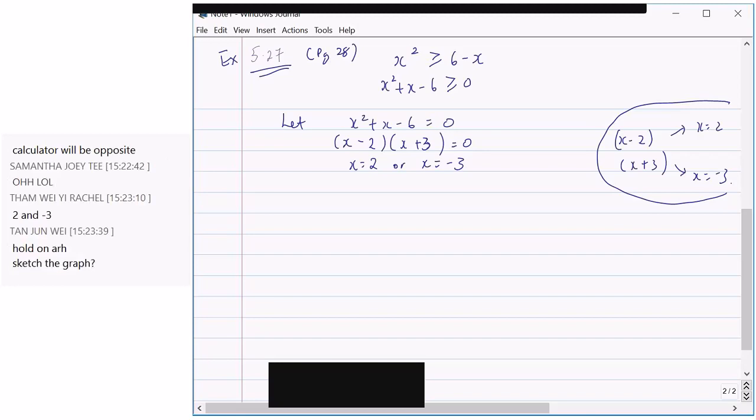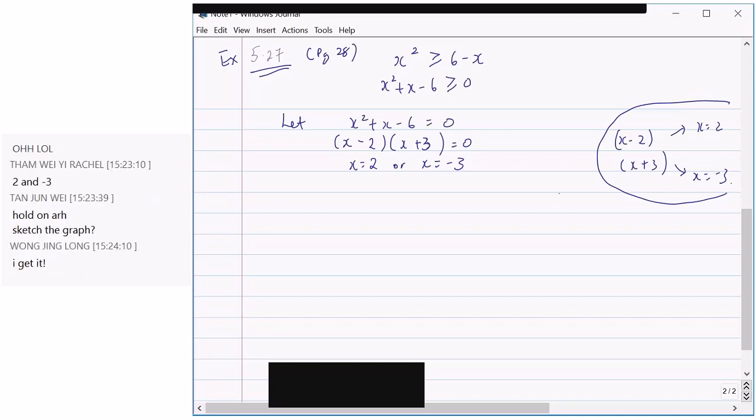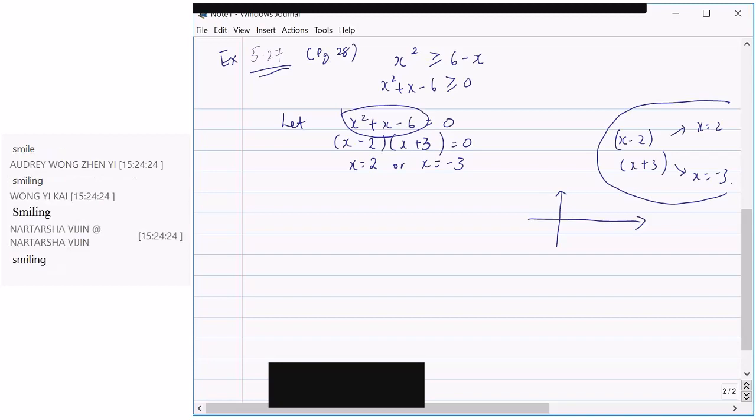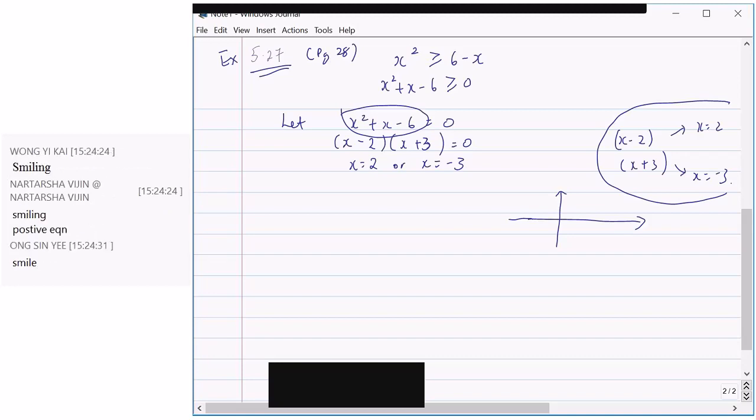Yep, exactly. We need to sketch the graph so that we can visualize which region we want. Do we want the positive region or the negative region? Very good. So we sketch the graph. By the side, let's sketch the graph. Can you tell me whether this graph will be a smiling curve or a frowning curve? Smiling. Very nice. Why smiling? Natasha, why is it smiling? Positive coefficient of x squared, you mean? Yeah, okay. So smiling.